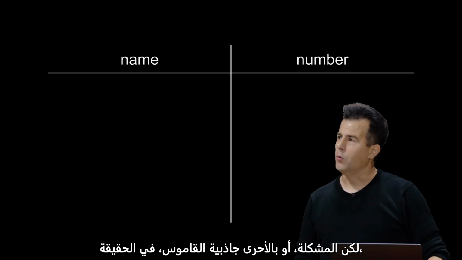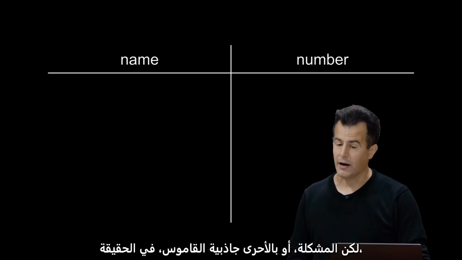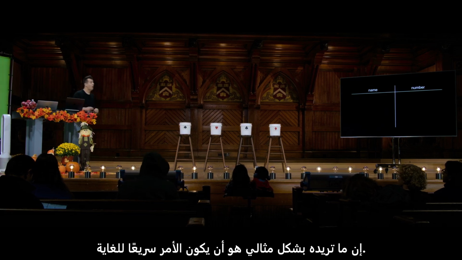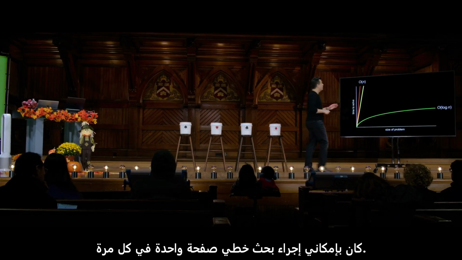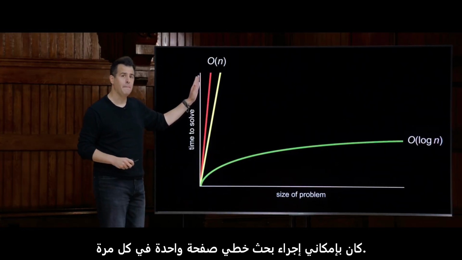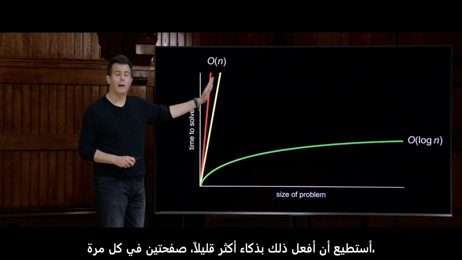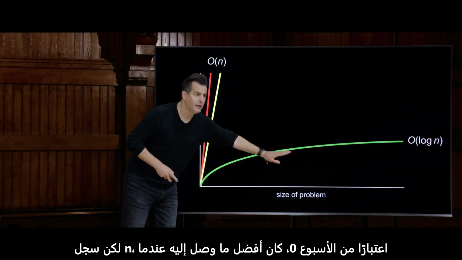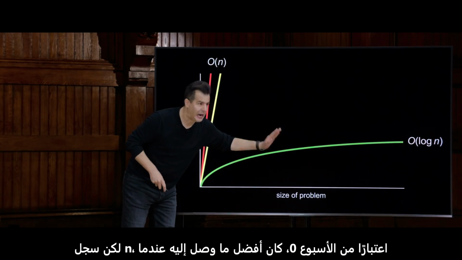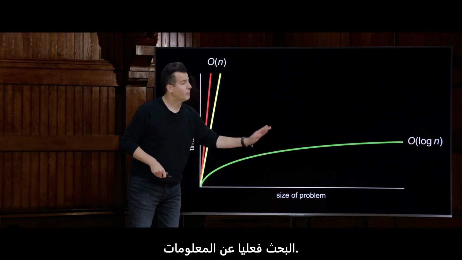The catch, though, or rather the appeal of a dictionary, really is that you ideally want it to be super fast. And that was the goal of the phone book, too. I could either do the linear search, 1 page at a time. I could do slightly more intelligently, 2 pages at a time, plus an extra step to double back if need be. But log n, as of week 0, was as good as it got when actually searching for information.